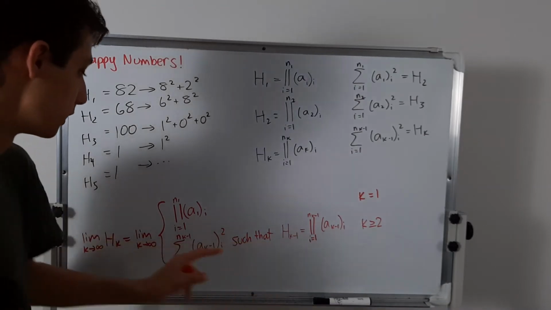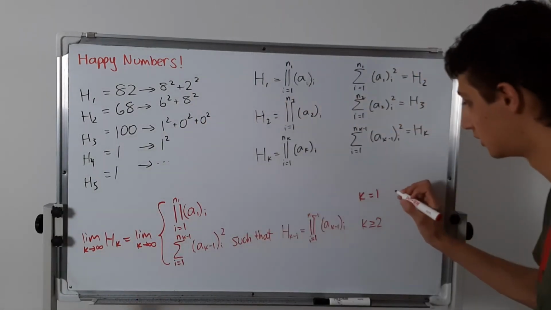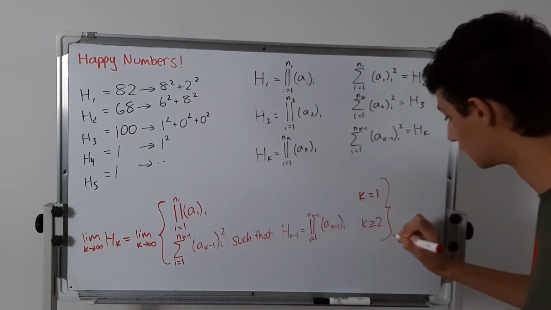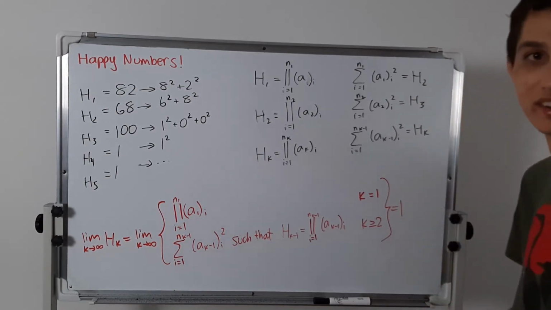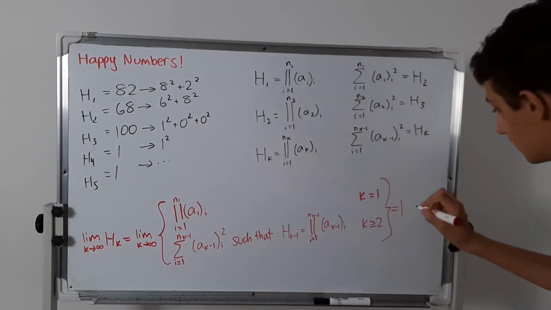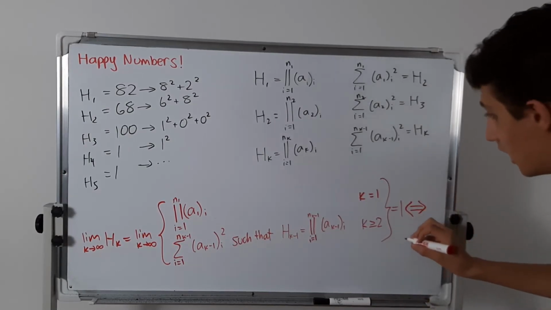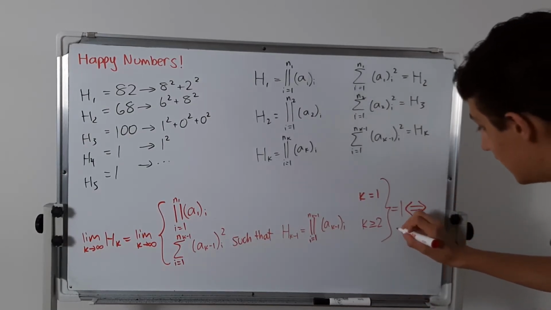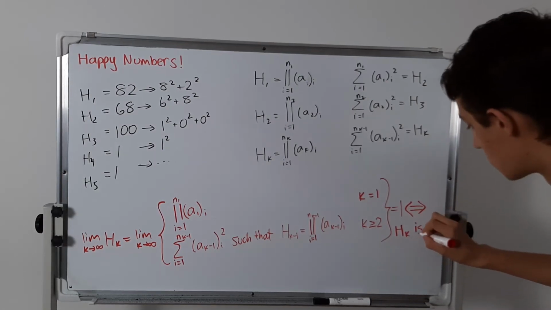So I'm going to put a closing thing here. I know it's not totally proper to do that, but I just wanted to say that if this is equal to 1, then, if and only if, it'll mean that h sub k is happy.